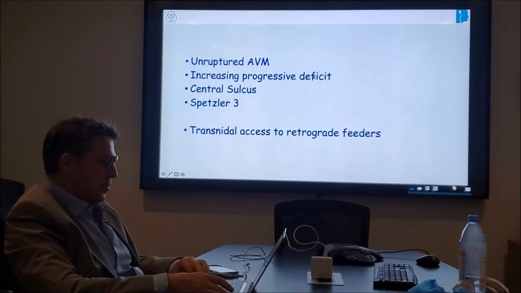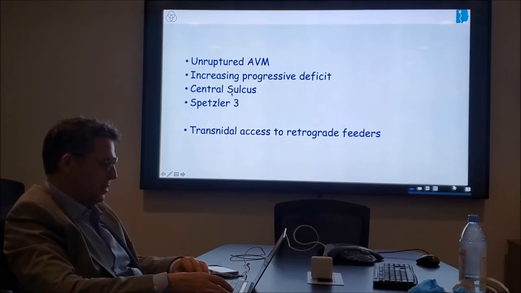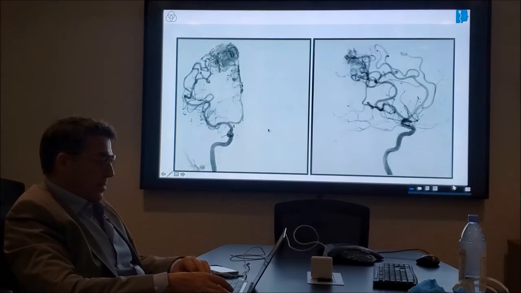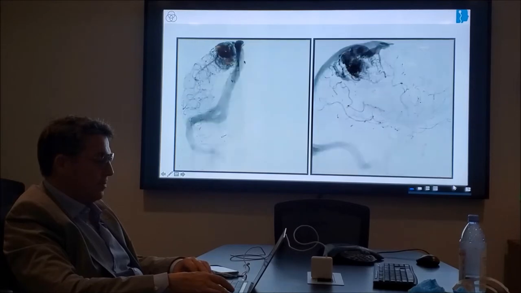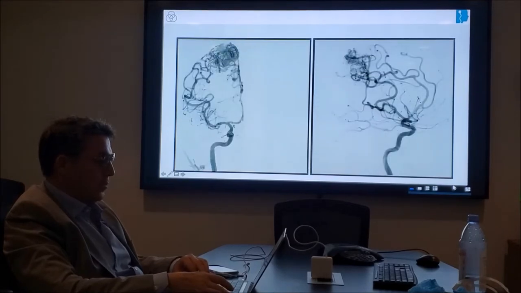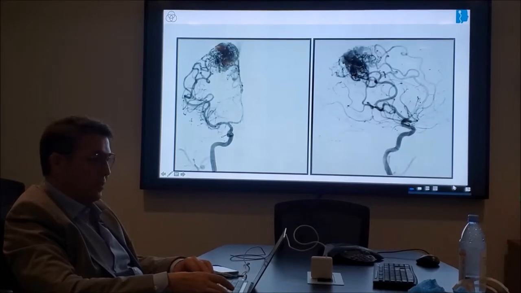So here is an unruptured AVM, but he has some progressively growing deficits. His wife is a physician. He's not a physician. It's located in the central sulcus. And here is the right ICA with feeders coming from MCA and ACA. But look where the AVM is located. This is mainly in ACA territory, with anastomosis coming from MCA, but most feeders, because of this location, can only be ACA.